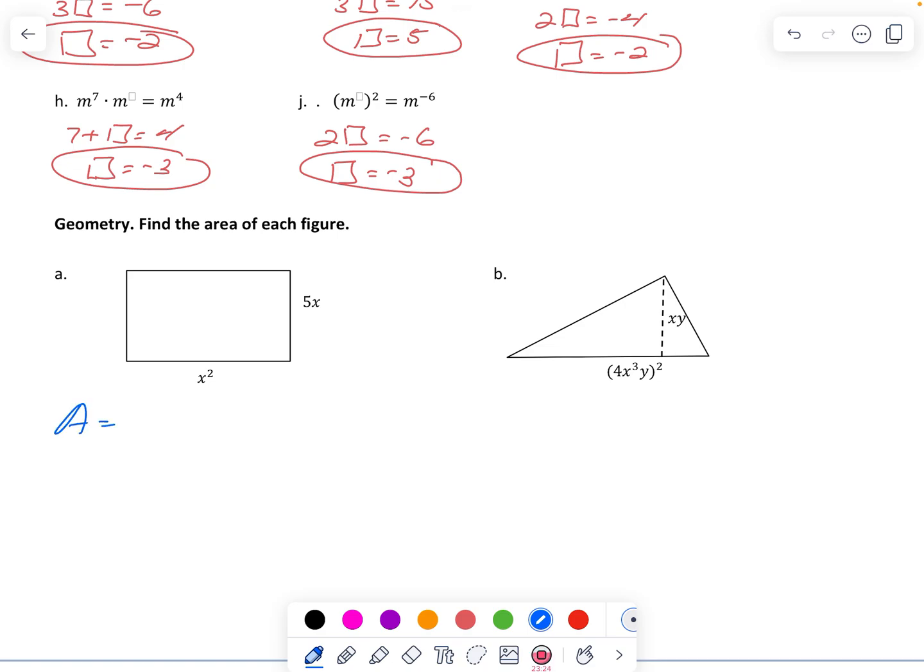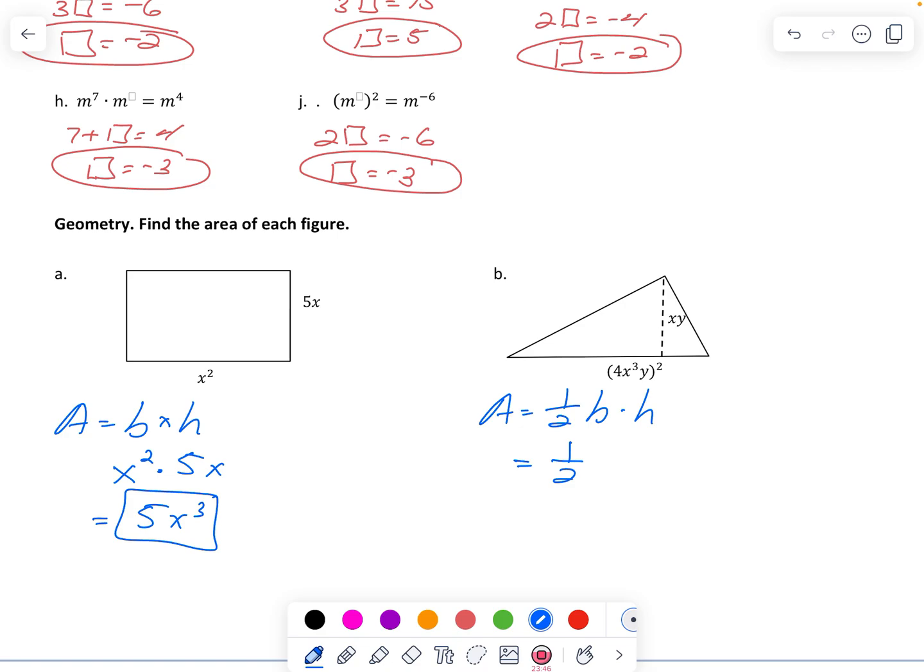Finally, we're going to apply some of our rules here to some geometry. Remember, the area of a rectangle is length times width or base times height. So this would be x squared times 5x, which would be 5x cubed. Area of a triangle is 1/2 base times height. So this is going to be 1/2 times the base, which is 4x cubed y squared, times xy.